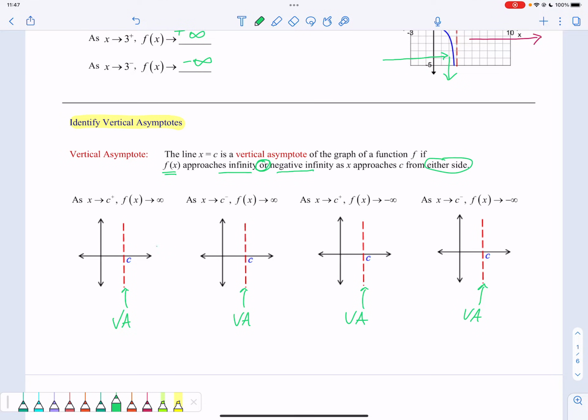Let's take a look at this. We're going to approach c coming from the right, and as you can see, the y values approach infinity. Now, if we approach c from the left, we're going to go to positive infinity as well. And what if we approach c coming from the right, and the y values go to negative infinity, and likewise from the left, it will look like that.